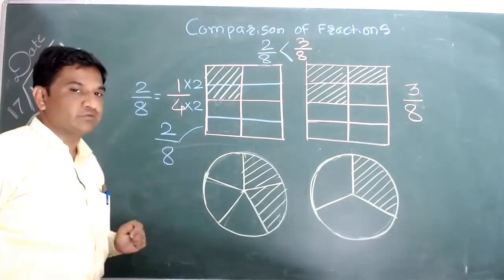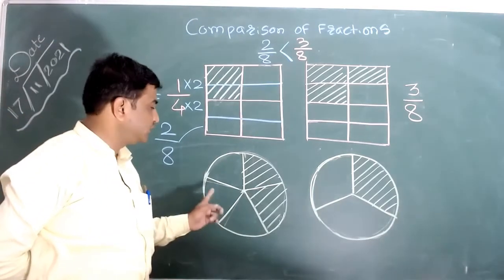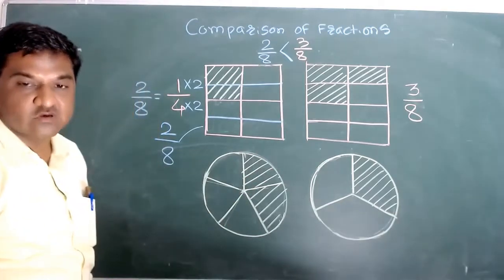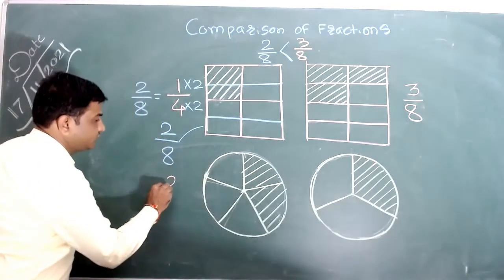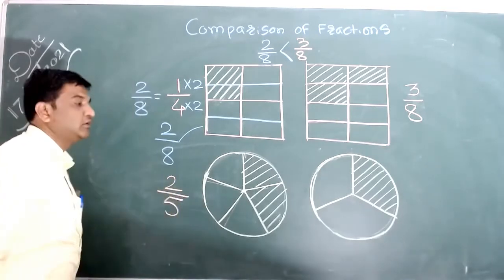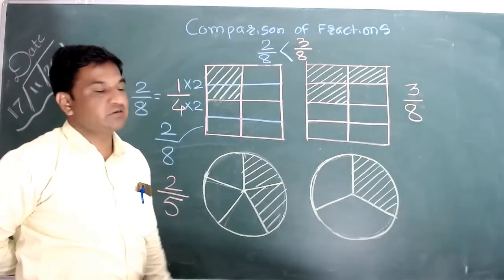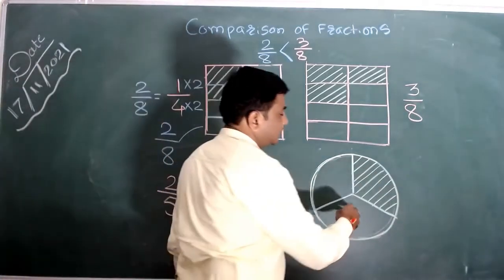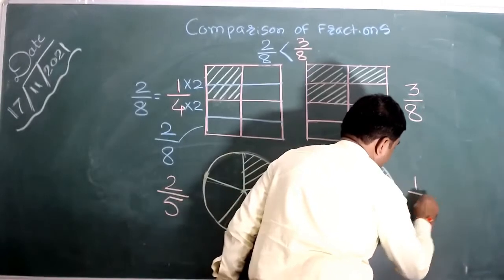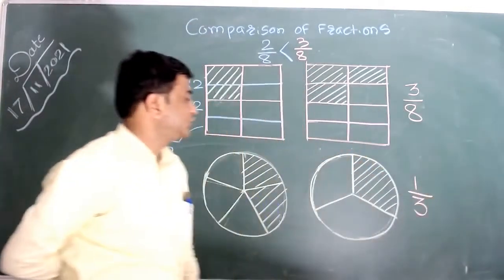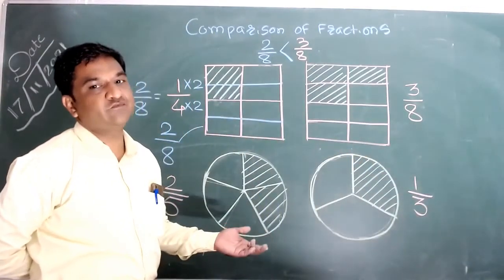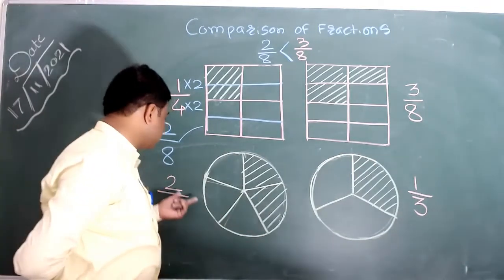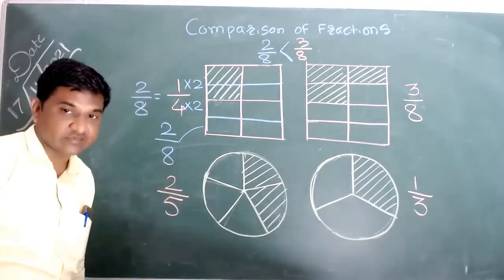We'll take one more example. There is one circle which is divided into 5 equal parts, and 2 parts of it are shaded. So the fraction of the shaded portion of the circle is 2 out of 5. We'll take another circle of the same size. It's divided into 3 equal parts, and 1 part we have taken and shaded. So the fraction of the shaded portion is 1 out of 3. Now, which circle is shaded more? By looking at the figure, you can see definitely that this particular circle is shaded more, as 2 parts out of 5 parts are shaded.